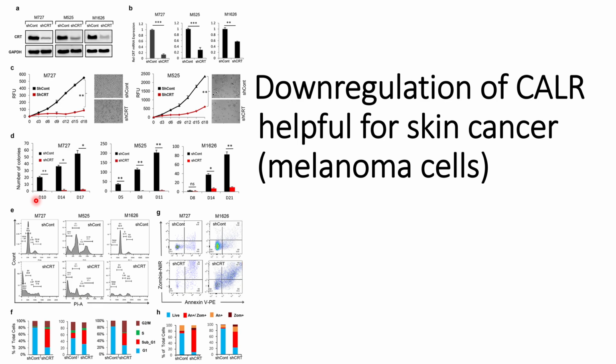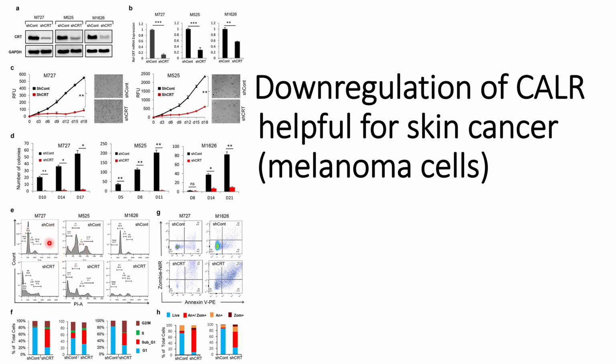Next, in order to confirm that there is a change in cell viability, they did two different kinds of assays. First one is the cell cycle assay, and next one is the cell viability or apoptosis assay. In the cell cycle assay, for all the three conditions, we can see that the cells in the subG1 levels are increased compared to the control condition.